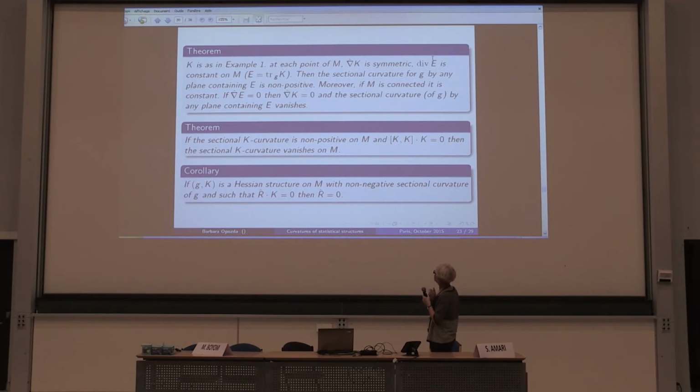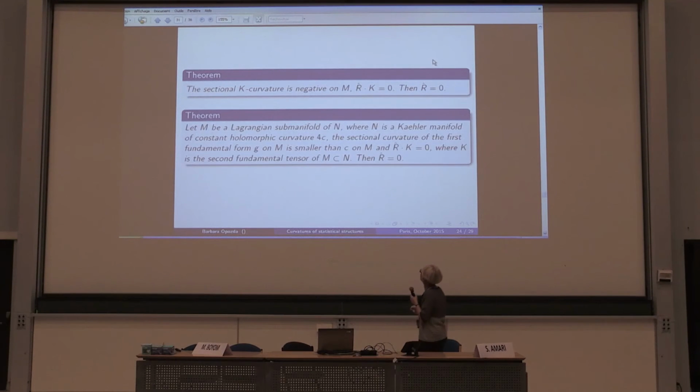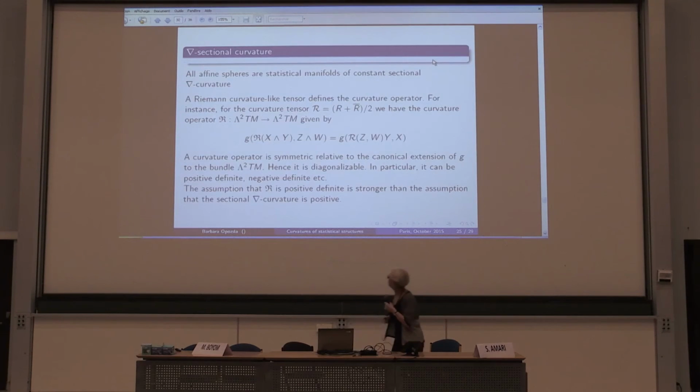Another theorem says that if we have a statistical structure for which the sectional K-curvature is non-positive on M, and the bracket Kk acting on K as a differentiation gives 0, then the sectional K-curvature vanishes on M. Here is a corollary, but let's skip it. If the sectional K-curvature is negative on M and R hat acting as a differentiation on K gives 0, then the underlying metric structure must be flat. Let's skip this and let's go to this.